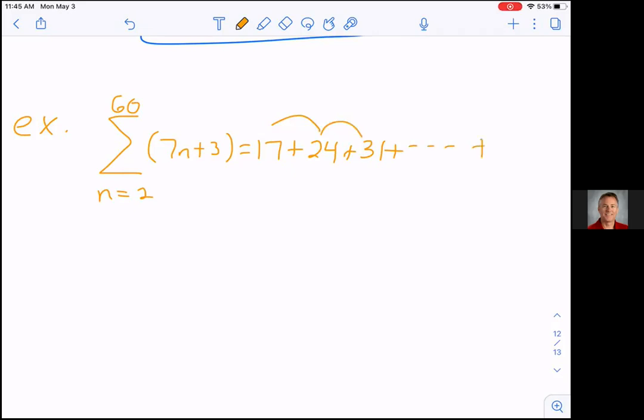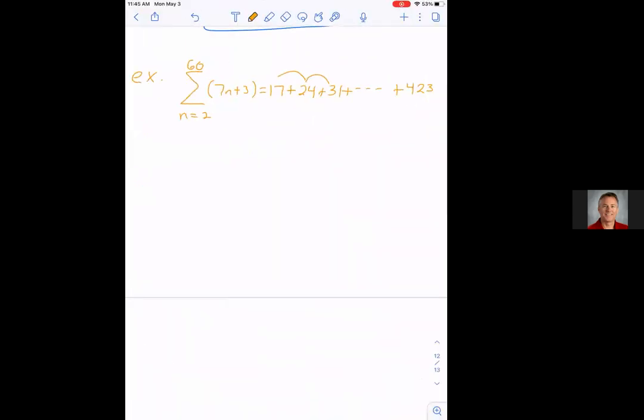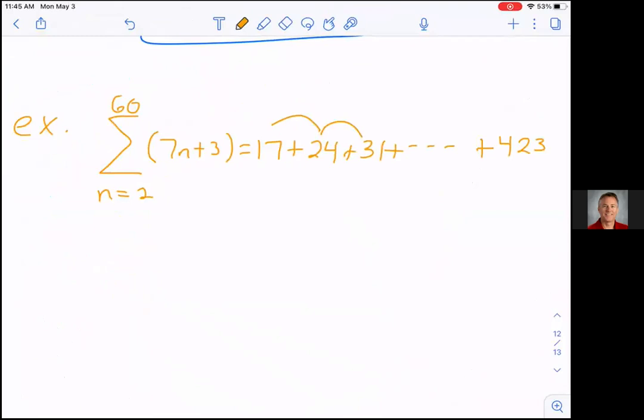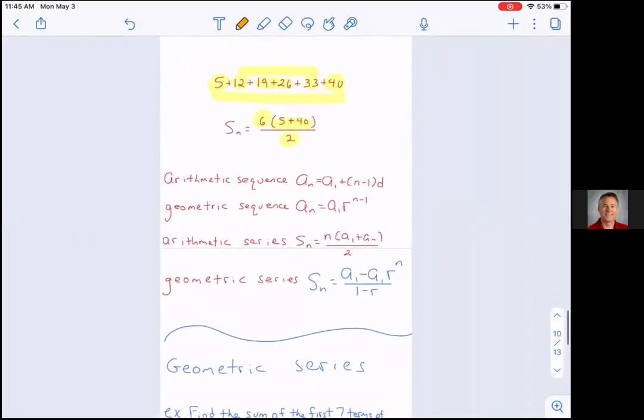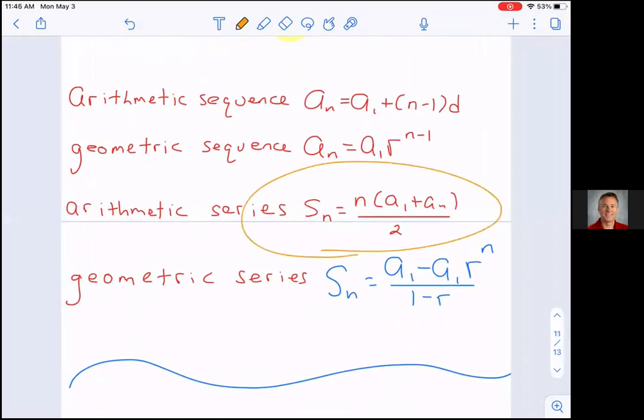But I need to do that all the way up until I plug in 60. So 7 times 60, 7 times 6 is 42, so that would be 420 plus the 3 is 423. So I need to find the sum of all those numbers. Well, I can tell it's arithmetic. So I could look back where all 4 of my formulas are together. That is an arithmetic series.